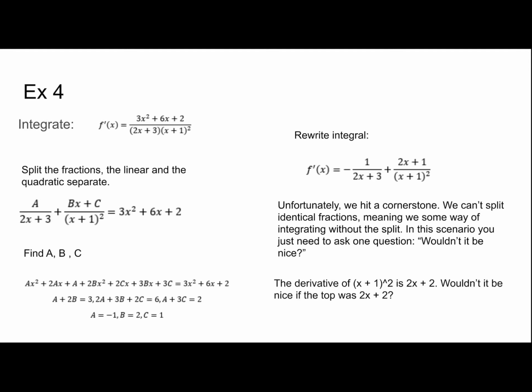Because if the top was 2x plus 2, then we could just say it's ln of x plus 1 squared. Because if we find the derivative of ln of x plus 1 squared, we'll just get 2x plus 2 over x plus 1 squared. So that would be perfect. That would be so nice, wouldn't it? So in this case, we have to make it reality. We can stop dreaming and actually make it happen. So how do we make that happen?